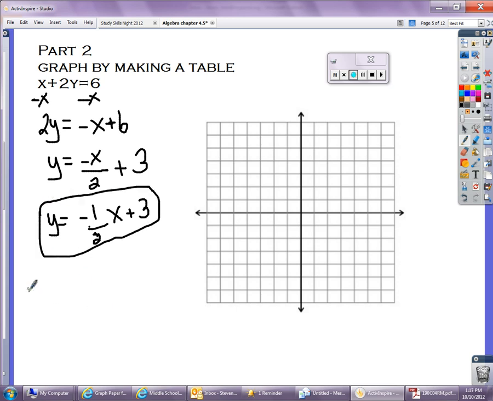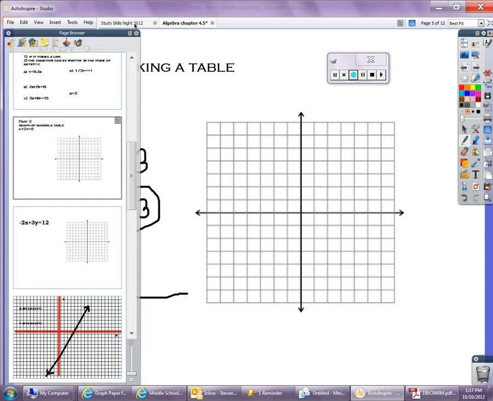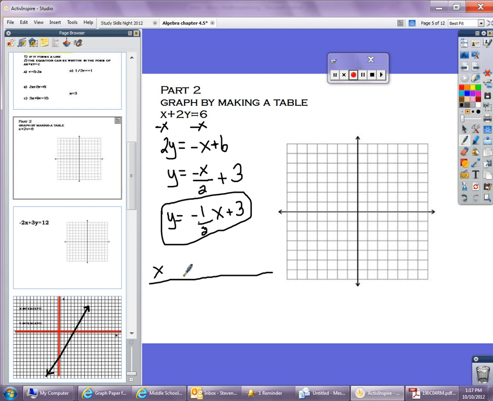The table, you don't have to make a table every time, but it helps me stay organized. So I'm going to have my equation y equals negative 1/2 x plus 3, and then I'm going to have my last column, which is going to be my answer, which is going to be y. Now sometimes they're going to give you a domain, and that means they're going to tell you what x's you have to put in, but if they don't, we're just going to use whatever x's work for us.